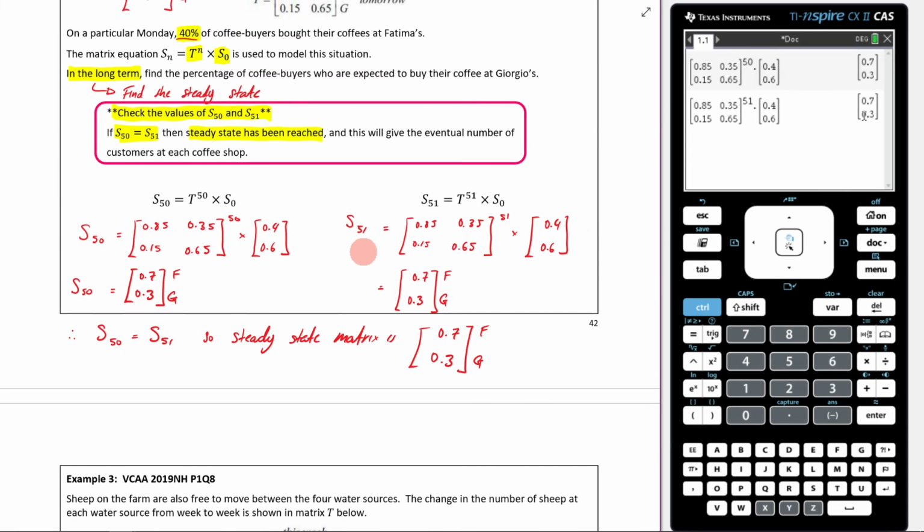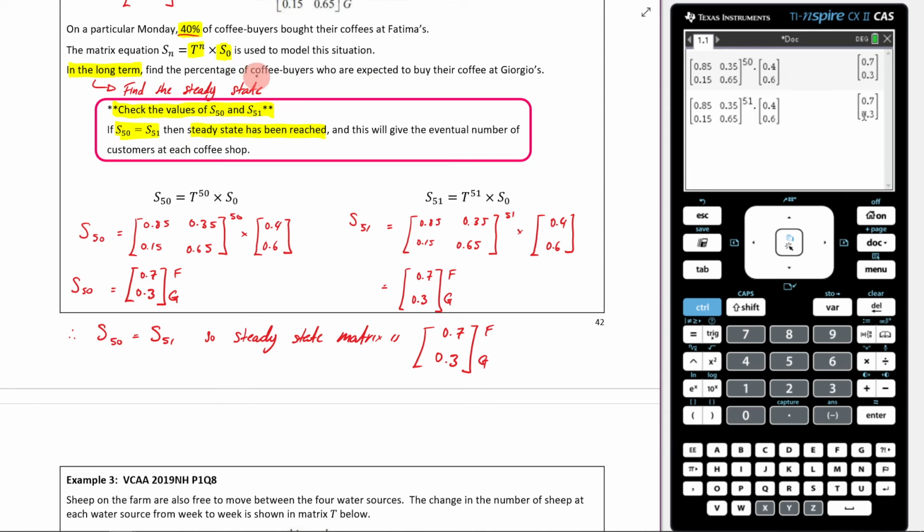So if the final answer is to find the percentage of coffee buyers who are expected to buy from Giorgio's, it would be 30%. So the answer to this would be 30%. But it's more important that you understand the process of how we've gone about it. So hopefully you found this helpful.